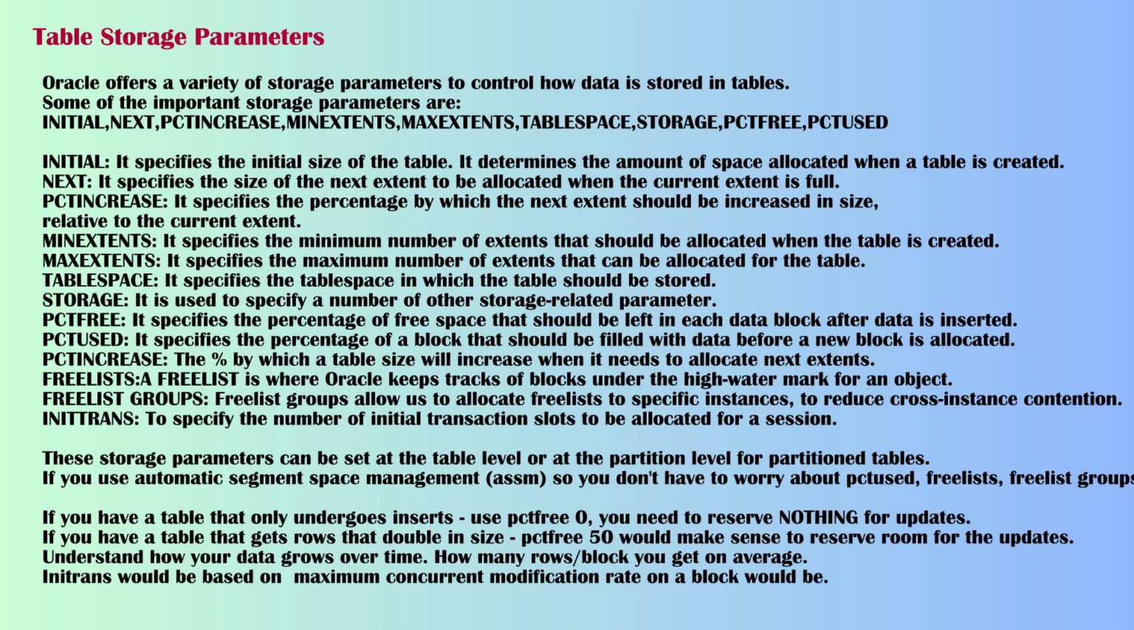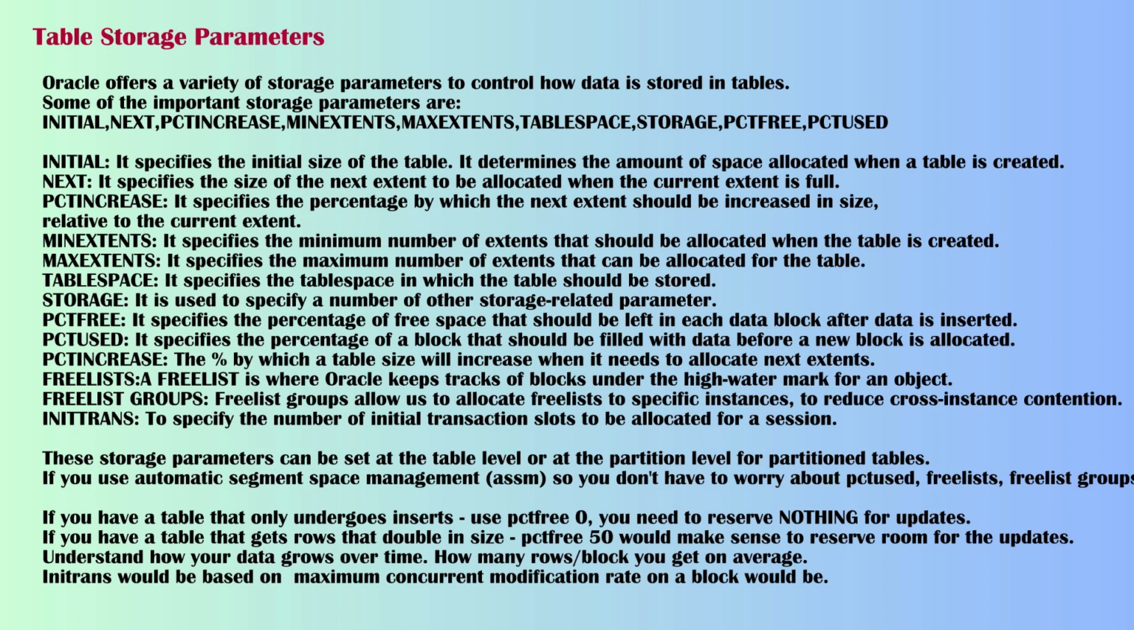Create table my_table (ID number, Name varchar2(50)) PCTFREE 10 PCTUSED 40 PCTINCREASE 20. In this example, the table has a PCTFREE of 10%, which means that each block in the table will be left 10% empty. PCTUSED is set to 40%, which means that when a block is 40% full, Oracle will try to allocate a new extent. And PCTINCREASE is set to 20%, which means that each new extent will be 20% larger than the previous one.